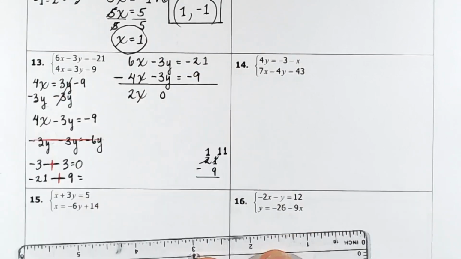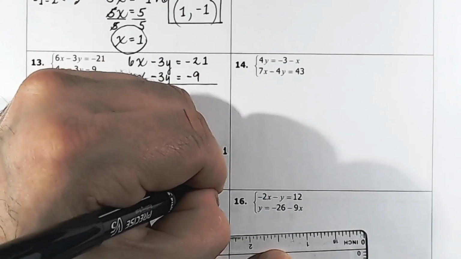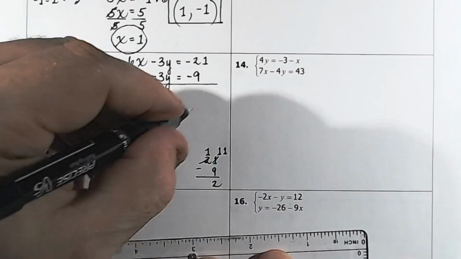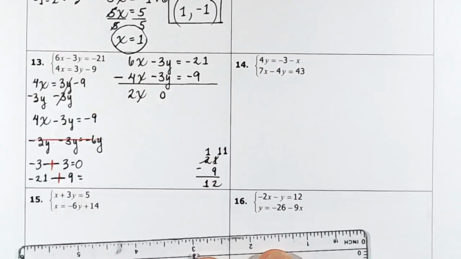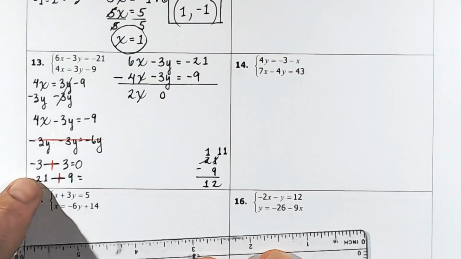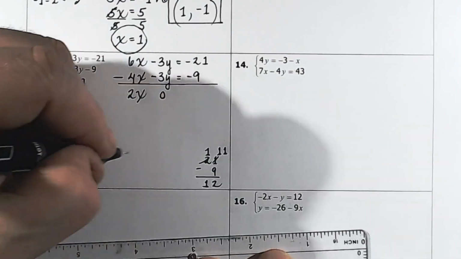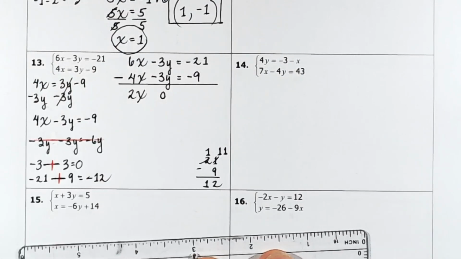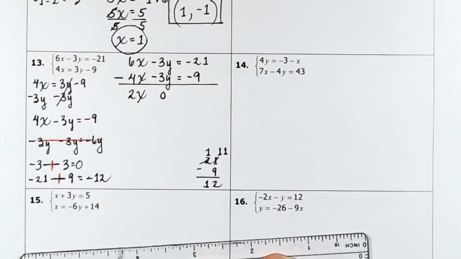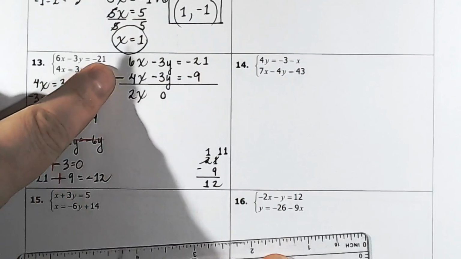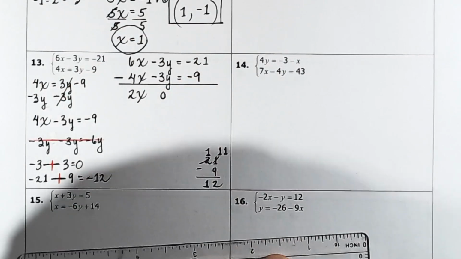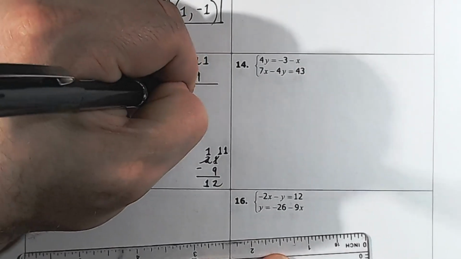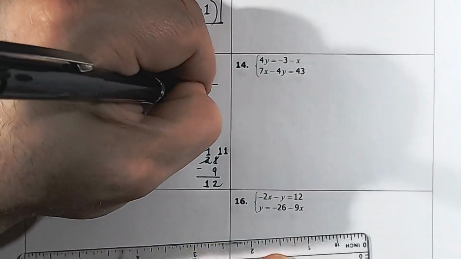And you would say, well, 11 minus 9 is 2, okay? And 1 minus nothing is 1. So 21 minus 9 is 12. So negative 21 plus 9 is negative 12. All right? So that was a bit involved. Negative 21 minus negative 9 is negative 12. So let's put the equal sign here and the negative 12.